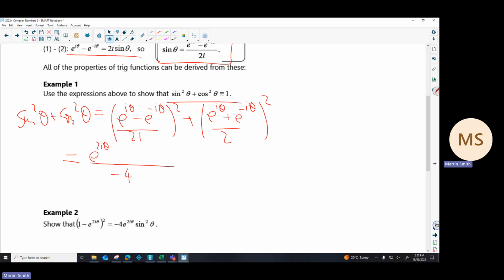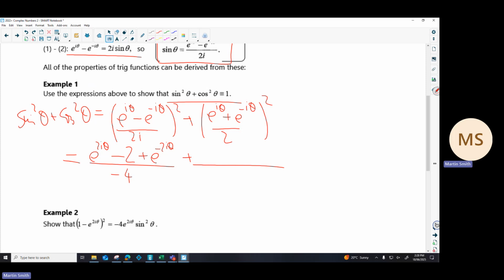e to the i theta multiplied by minus e to the minus i theta, add the powers and you get 0. So that gives you minus 1. If you do it the other way around, you get another minus 1. So that's minus 2. And then minus e to the i theta multiplied by itself. Minus times a minus is a plus. Adding the powers together, you get minus 2i theta.